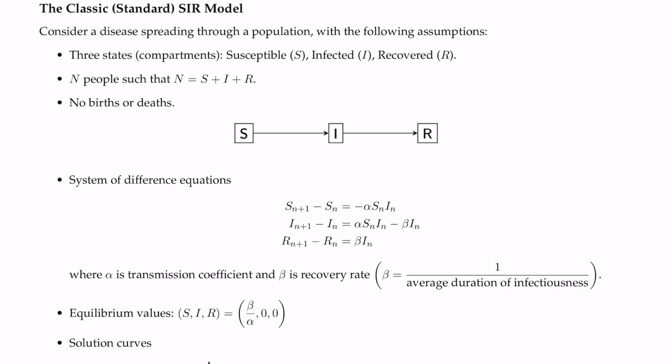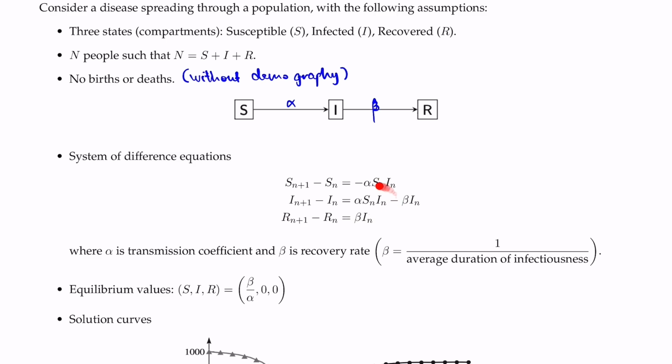Again, this is the classic standard SIR model, where S is susceptible, I is infected, and R is recovered or removed. The total number of people in the community under consideration has to be equal to S plus I plus R. There's no birth or natural death in this dynamic, so we say it is without any demographics. The transmission rate is alpha, and the recovery rate is beta. And this is the SIR model that we saw earlier.